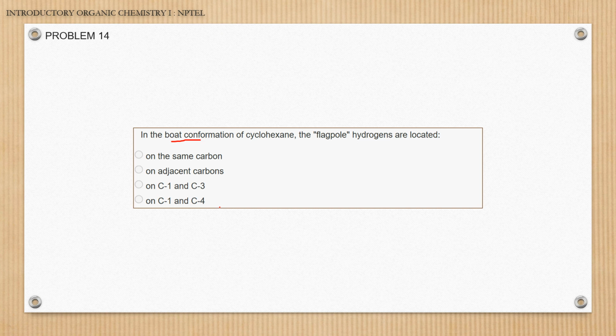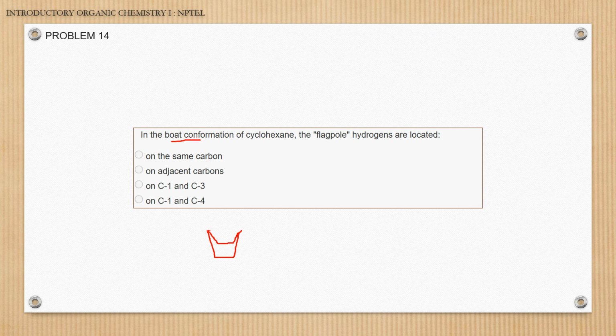Any other answer than that? The flagpole. C1 and C3. Okay, you are claiming that option C is correct. Any other answer? See, first of all, you need to know what the boat conformation is, right? So this is the boat conformation of cyclohexane.